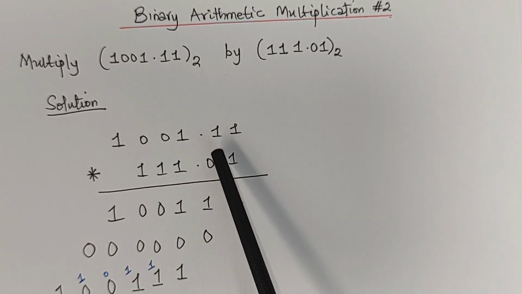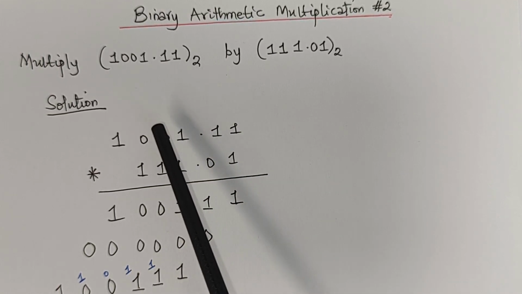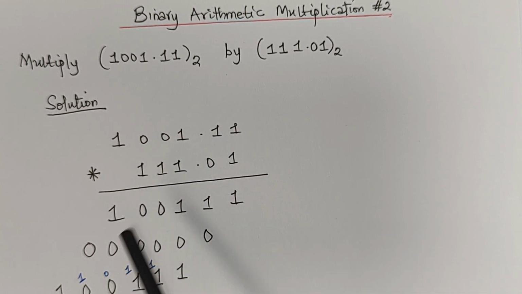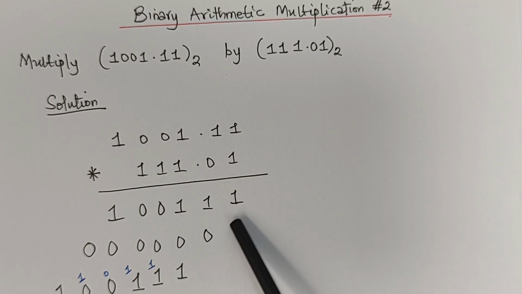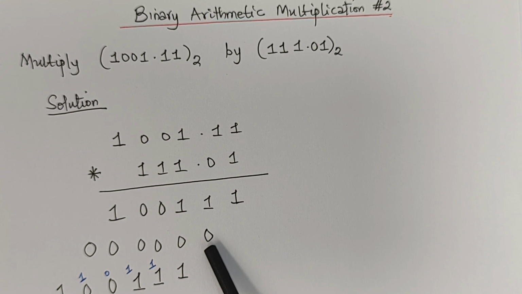Now 0 times 1 will give us 0, 0 times 1 will give us 0, 0 times 1 will give us 0, 0 times 0 will give us 0, 0 times 0 will give us 0, and 0 times 1 will give us 0. Now take note that I didn't start from this part, so that's the rule. You go to the next value to start the multiplication.